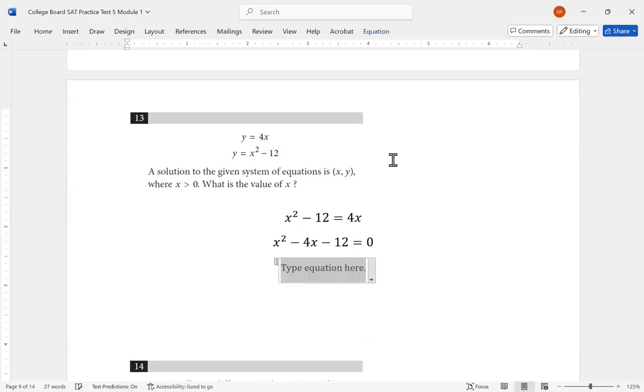And then I would probably look for factors of negative 12 that add to negative 4. The two factors that you want are a negative 6 and a positive 2. So I can rewrite that left-hand side. I can factor it into x minus 6 and x plus 2. Again, I'm choosing negative 6 and positive 2 because they multiply to give me negative 12 and add to give me negative 4.